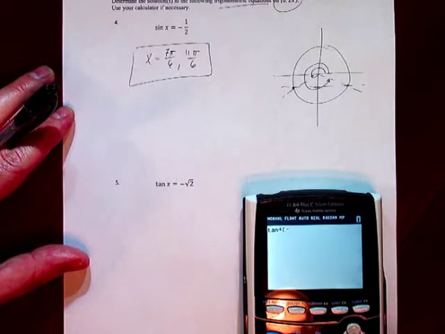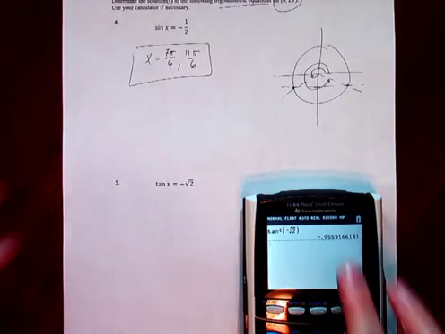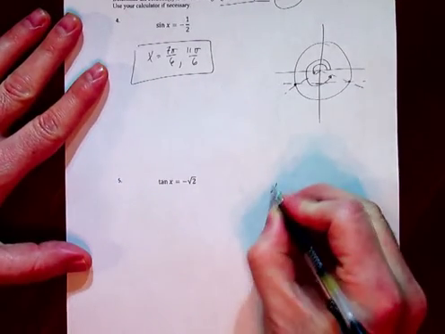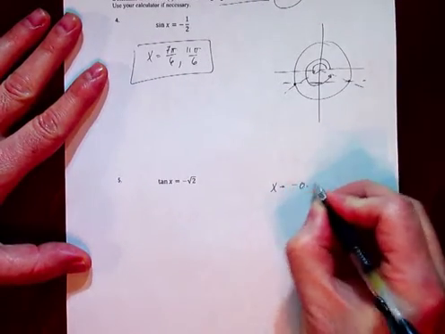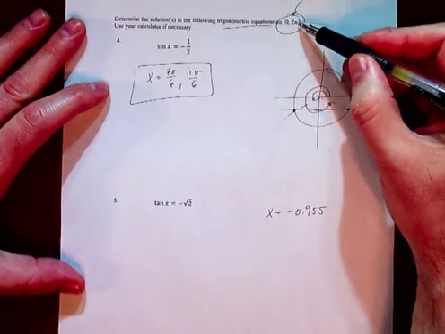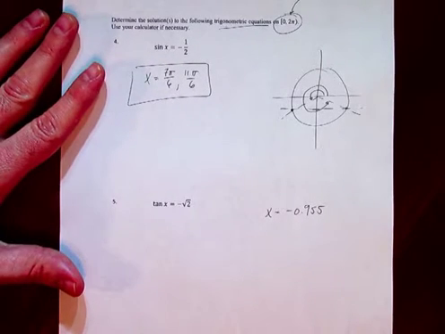negative root 2. Now, there's a problem with this, because when you do that in your calculator it is using arctan as a function. That's why it only gives you one value, okay? So basically you have x is equal to negative 0.955. But that's negative, and my interval here implies that it's two positive values, okay?